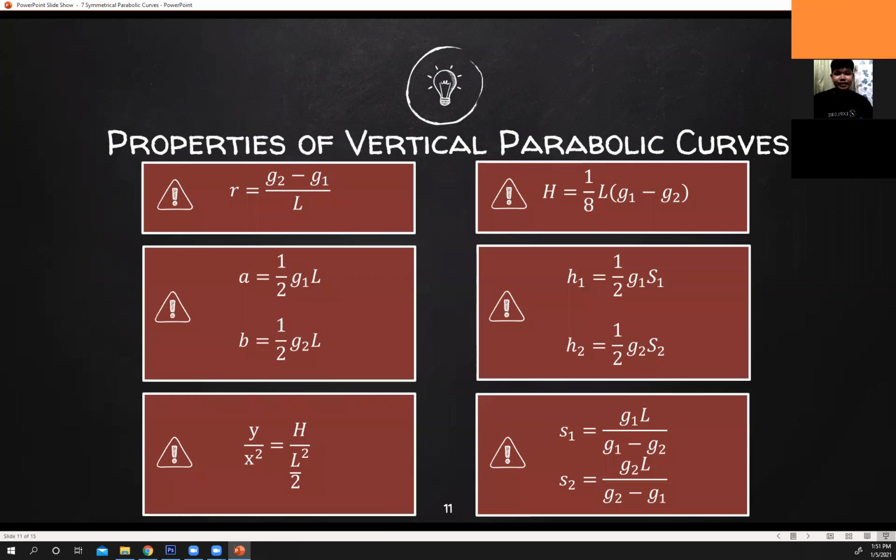Next, you have these equations. So R equals G2 minus G1 over L. R is just the change in grade per length. Then A, again, is the vertical distance from PC to the summit, to PI, just 1/2 G1L.